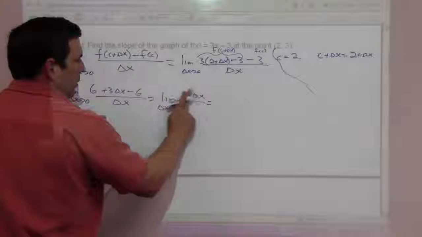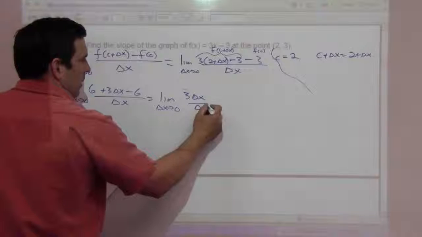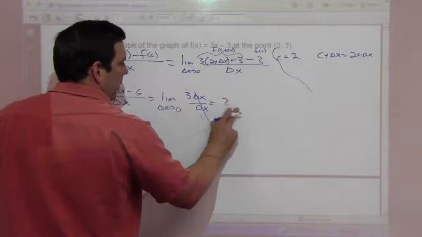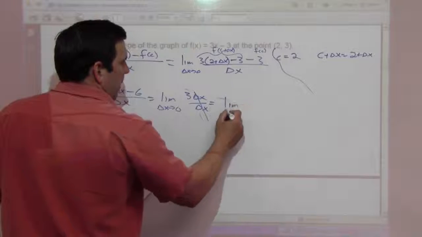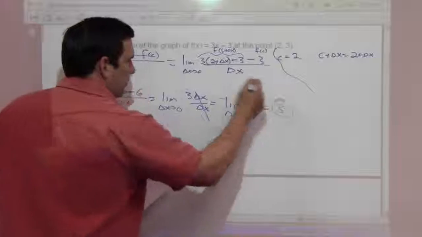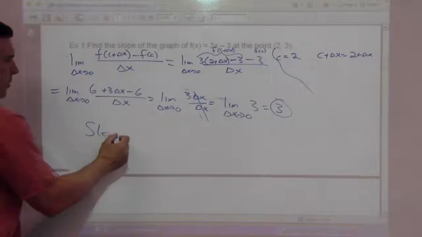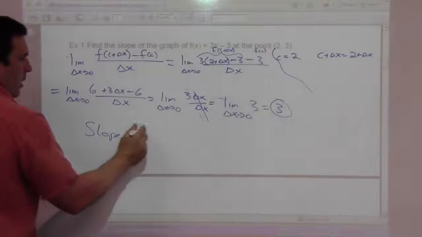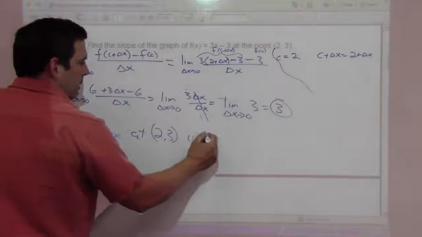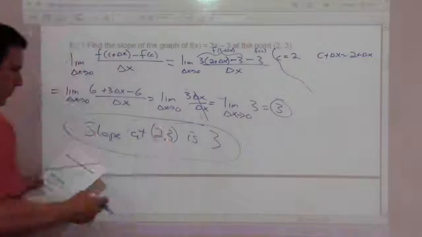3 delta x over delta x, that's just going to be delta x cancel. That's 3. Should say the limit as delta x goes to 0 of 3. That's just 3. So our slope, to no surprise, at 2, 3 is 3, as we would expect. That's the coefficient for x.